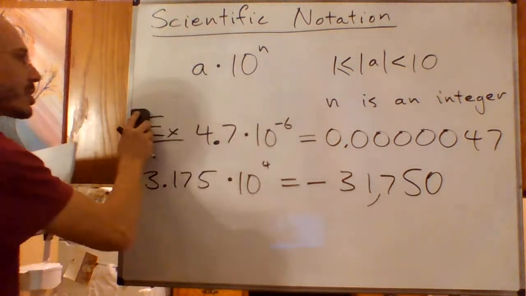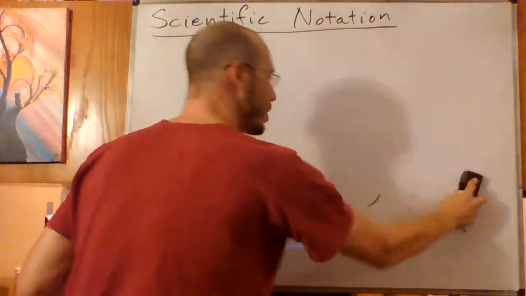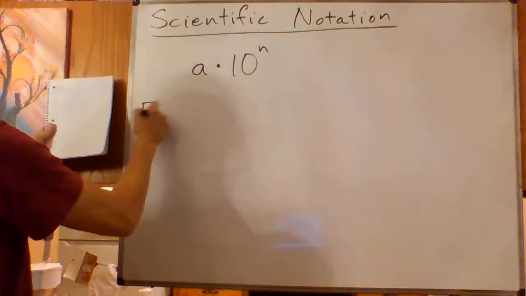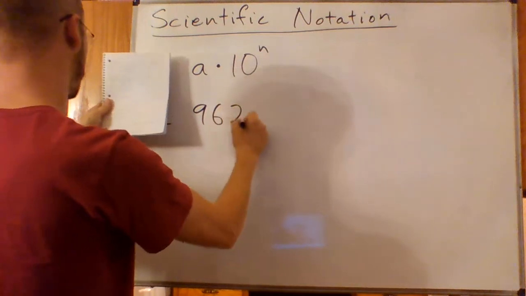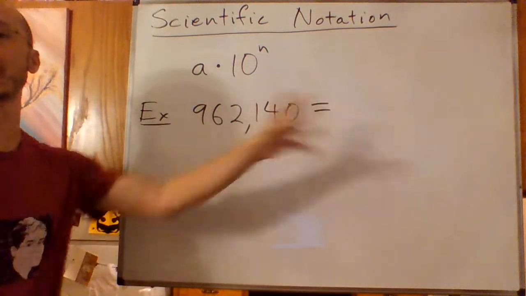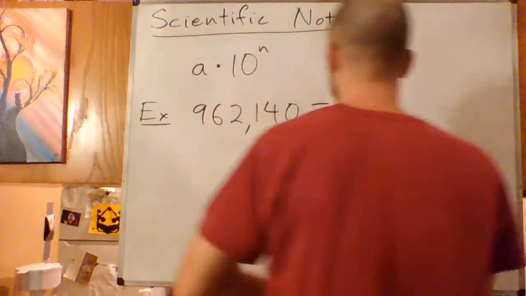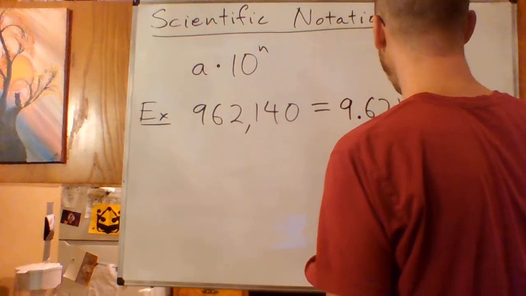Here's a couple examples of changing. Let me keep this here to refer to, but here are some examples of changing a number in standard notation into scientific notation. So converting it the other way. This is going to be 9.6214.